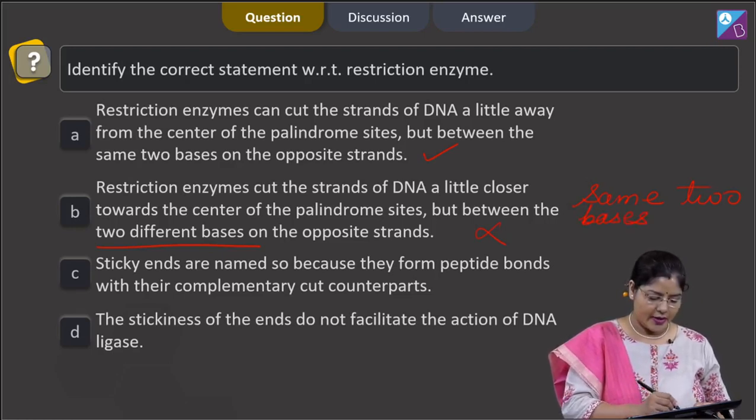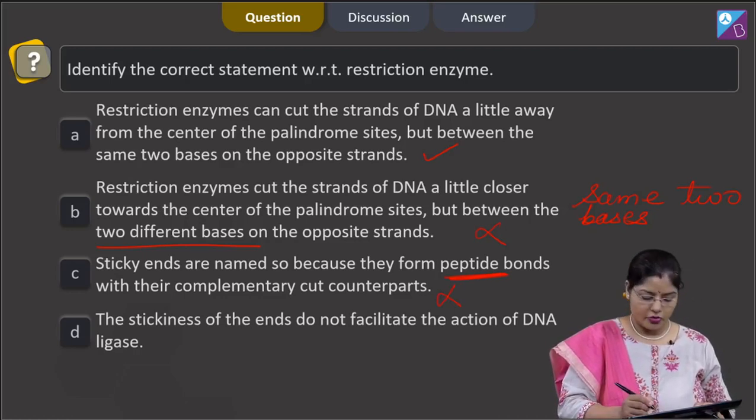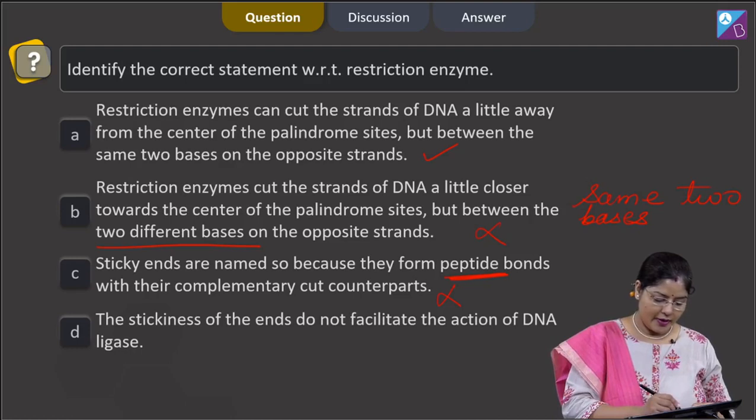Statement C, sticky ends are named so because they form peptide bonds with their complementary cut counterparts. This is incorrect because sticky ends are named so because they form hydrogen bonds and not the peptide bonds between the complementary cut counterparts. Statement D, the stickiness of the ends do not facilitate the action of DNA ligase.